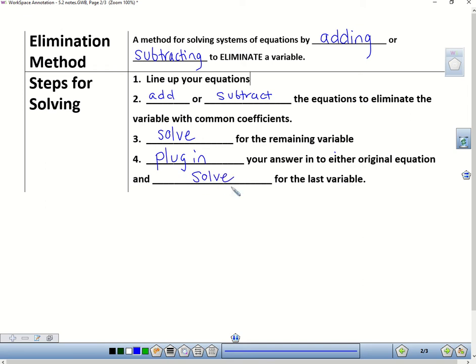So that's the process of elimination, but to me it's easier just to show you what that is by doing it, and that will make a little more sense. So take that down and let me know when you're ready.